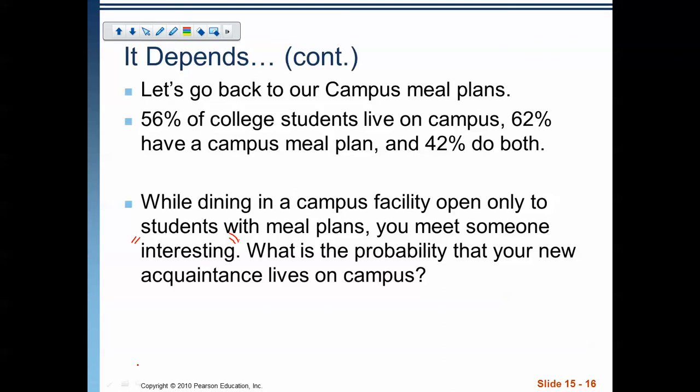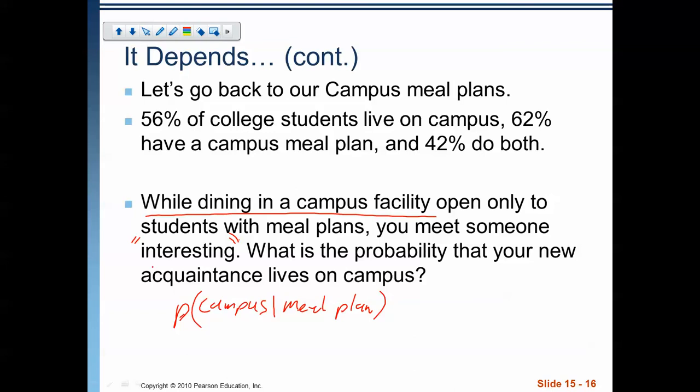Notation-wise, what does this look like? While dining in the campus facility. So that tells us something. We've been given a condition. We're dining in the campus facility. That means we have a campus meal plan. Okay? So, given that we have a meal plan, what's the probability that we live on campus?